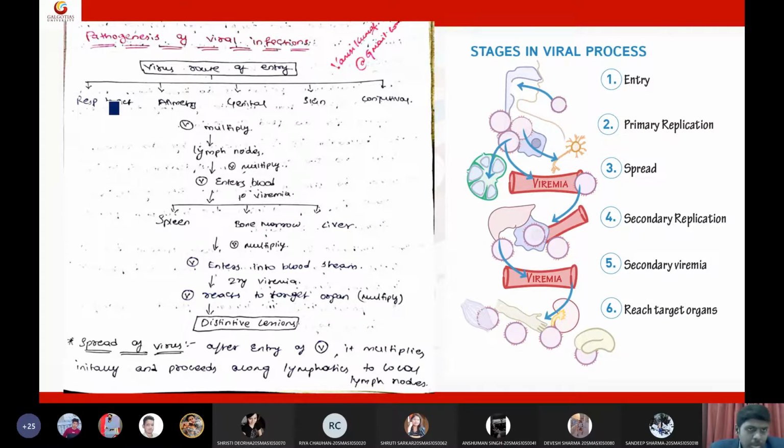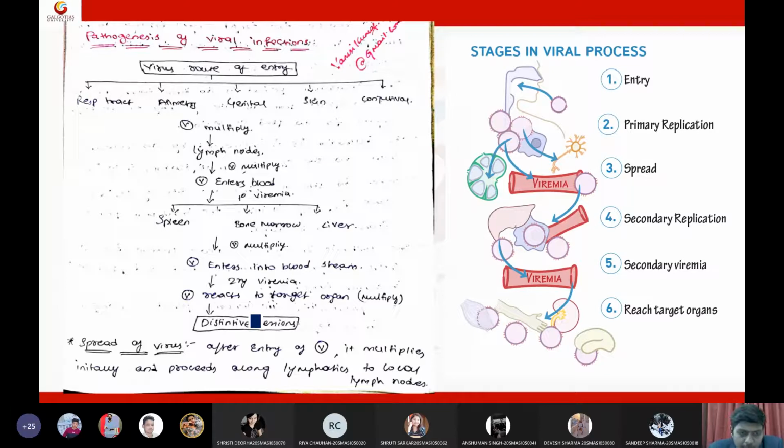Entry is either by respiratory route, alimentary tract, genital skin or conjunctiva. Then it will replicate in that site, and it will gain access into lymph nodes. It will release into blood, causing primary viremia. From primary viremia, it will migrate to the spleen, bone marrow, liver. It will replicate again. Again, it will release into the blood, resulting in secondary viremia. After secondary viremia, the virus will go to the target organ and it will cause distinctive lesions and infections.